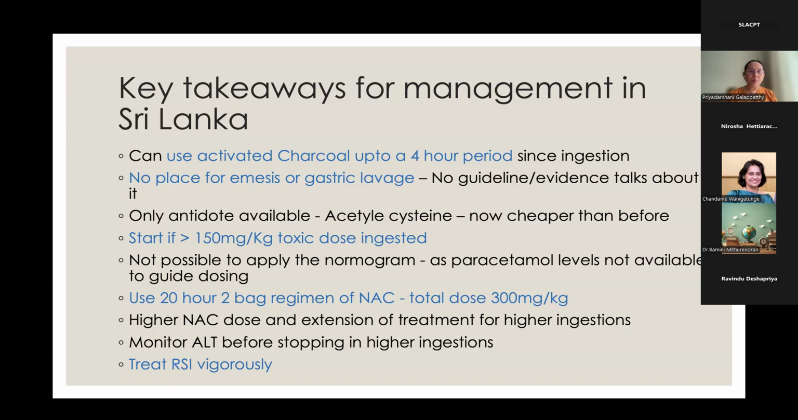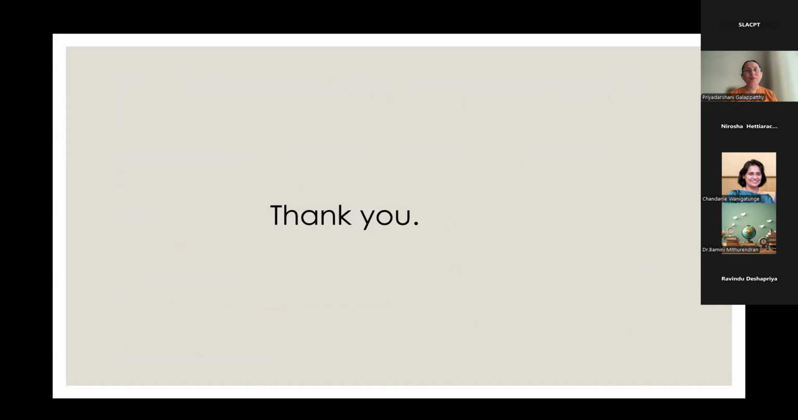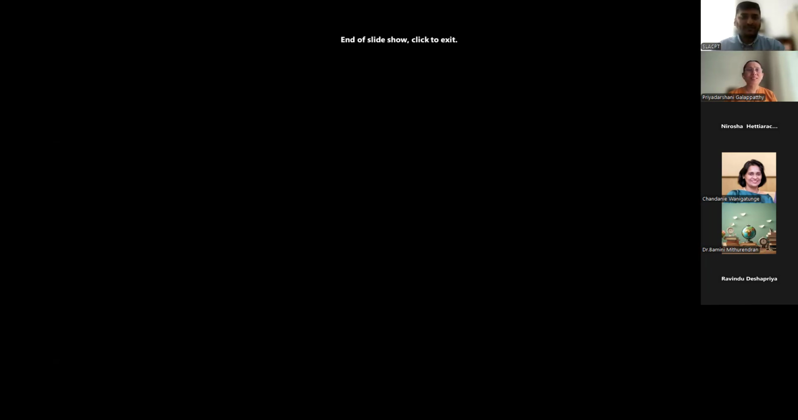And we can't apply the nomogram. And the 20-hour 2-bag regime, which gives a total dose of 300 milligram per kg, seems to be the best option at the moment. We will need higher doses and extension of treatment for higher ingestions, and monitor ALT before stopping, and treat repeated supratherapeutic ingestions repeatedly, vigorously. Thank you. I'm happy to answer any questions during the question time.